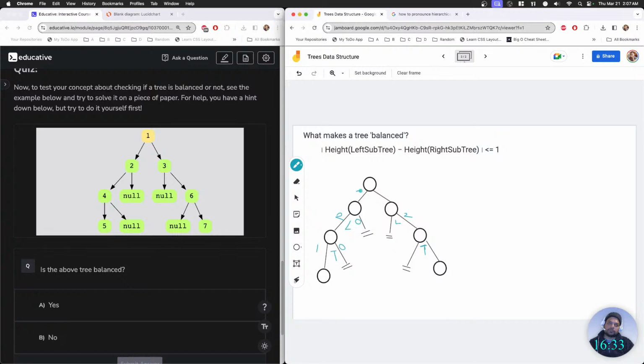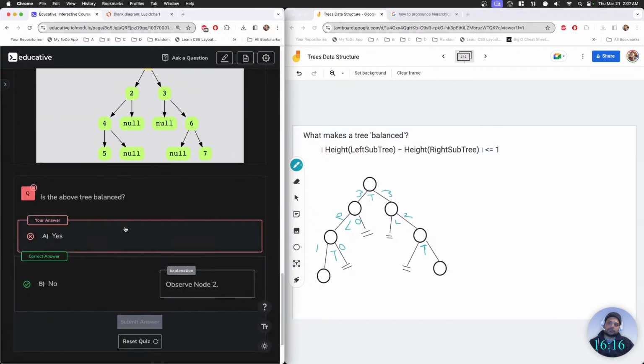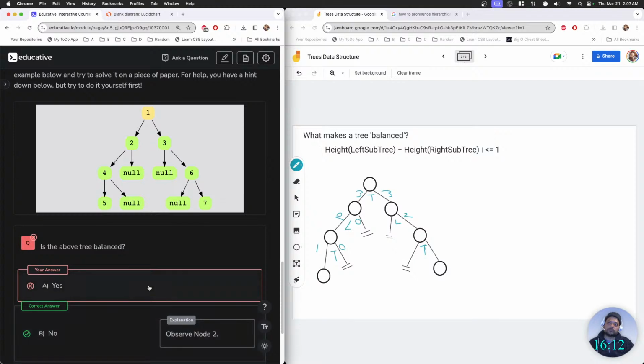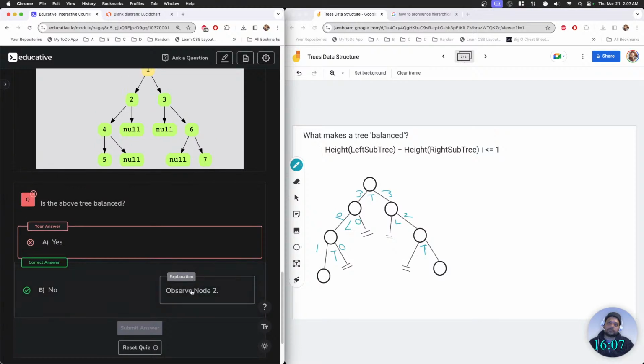1, 2, 3. 1, 2, 3. 3 minus 3 is 0. 0 is less than or equal to 1, which is true. Let's say yes. Ooh, no. Observe note 2. Explanation.